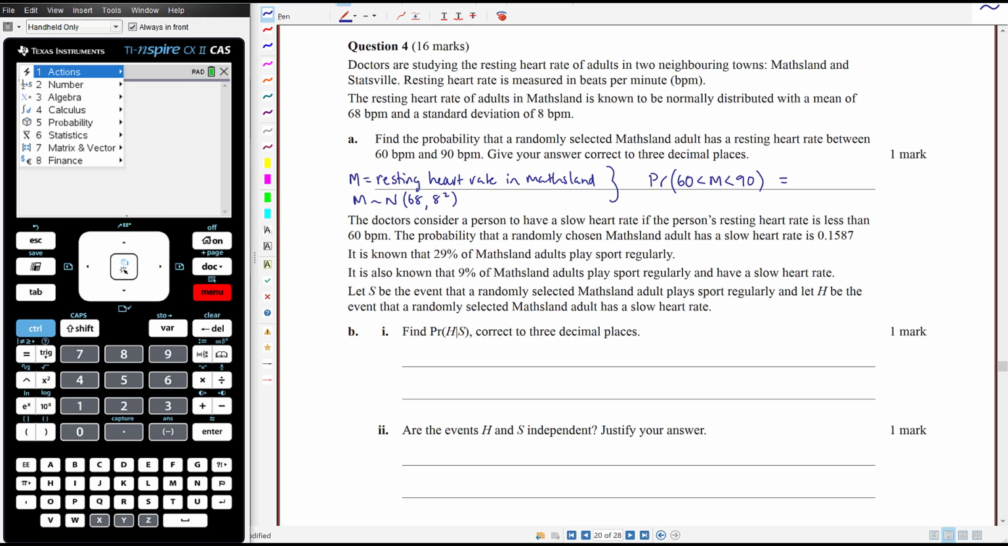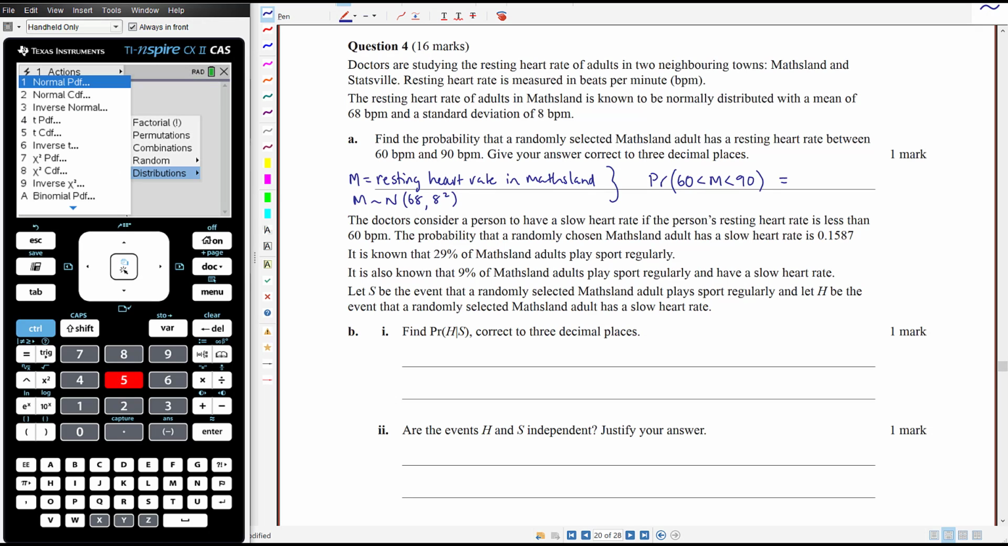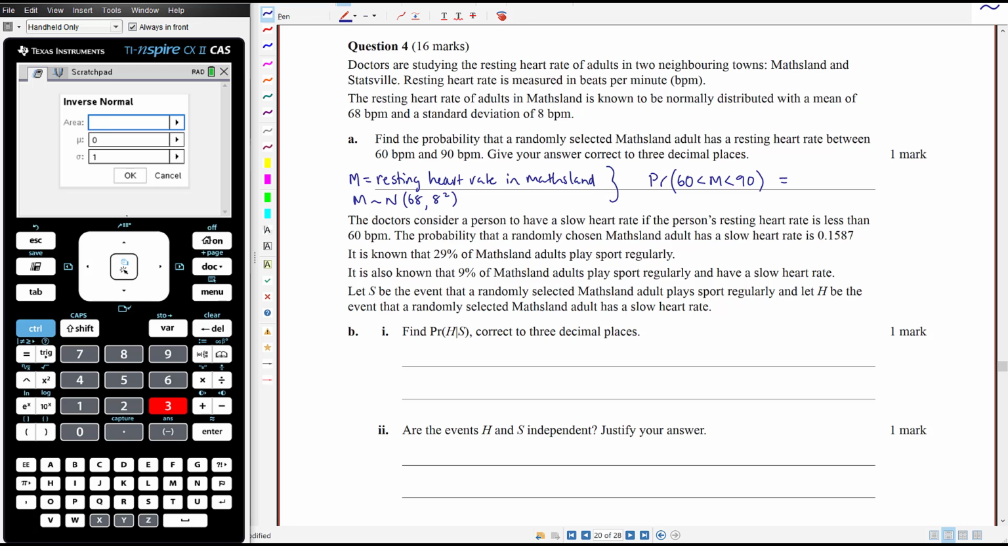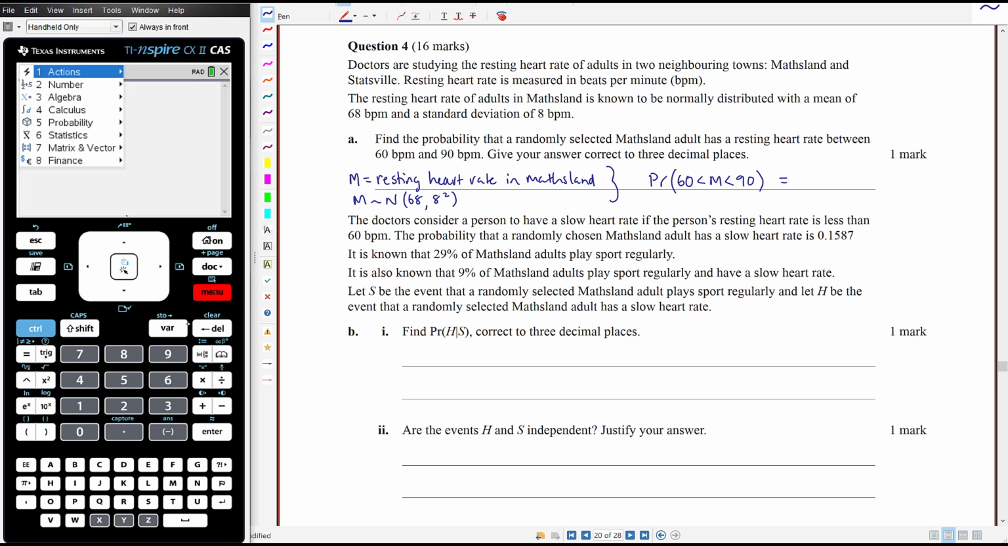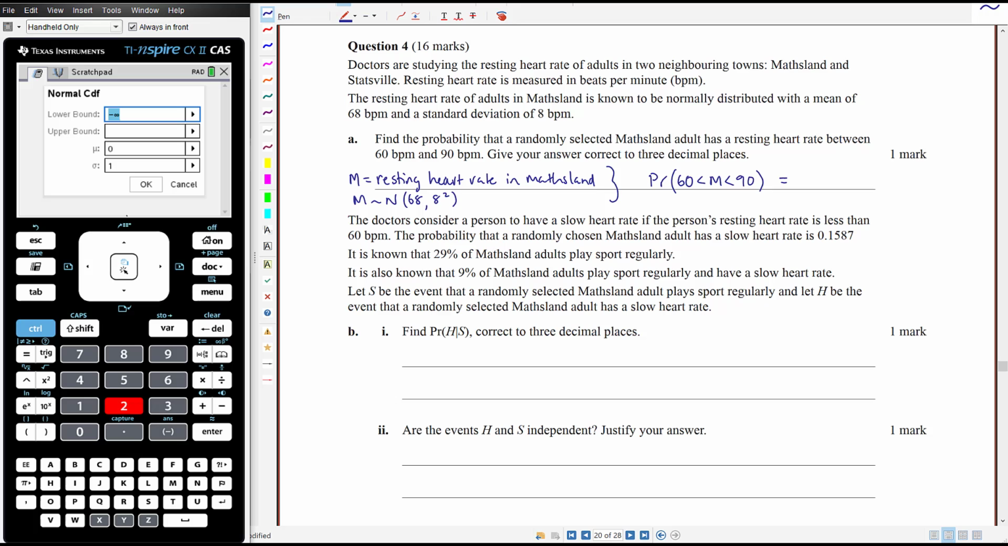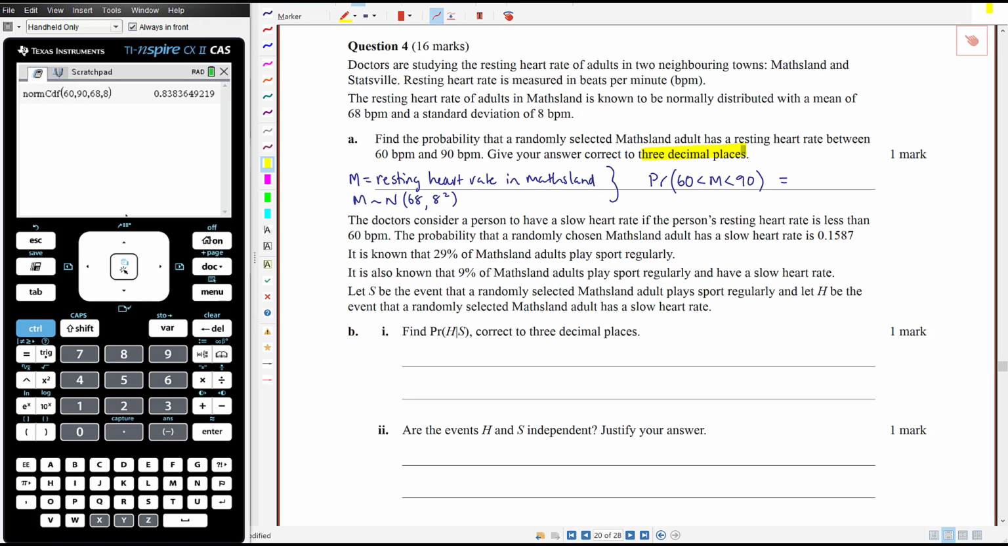So menu 5, 5, 2 is what I meant, menu 552 for normal CDF. Lower bound is 60, upper bound is 90, we want a mean of 68 and a standard deviation of 8. And we get, correct to 3 decimal places, so making sure that you read the question, 0.838.